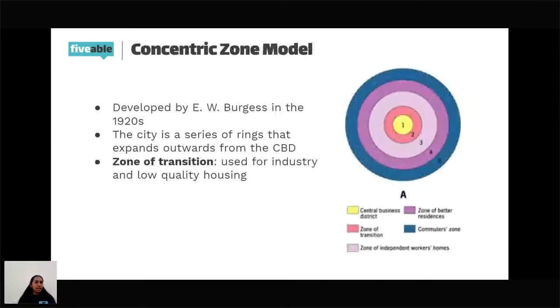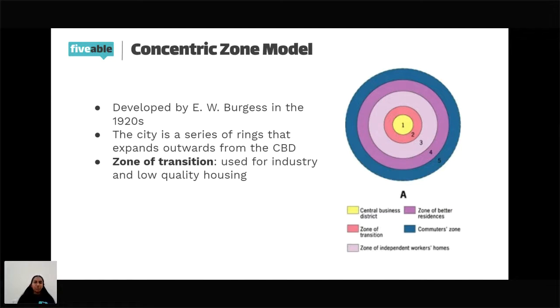And the first model is the concentric zone model, and it was developed by E.W. Burgess in the 1920s. This model represents the city as a series of rings that expands outwards from the CBD. So in this image, the CBD is this yellow circle in the middle. And the zone of transition, which is also used in other models, is basically an area that is used for industry and very low quality housing. So this is the pink ring on this model.